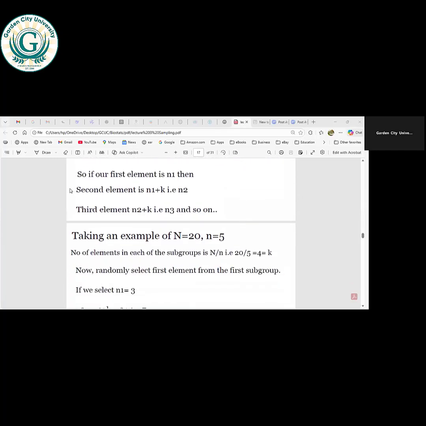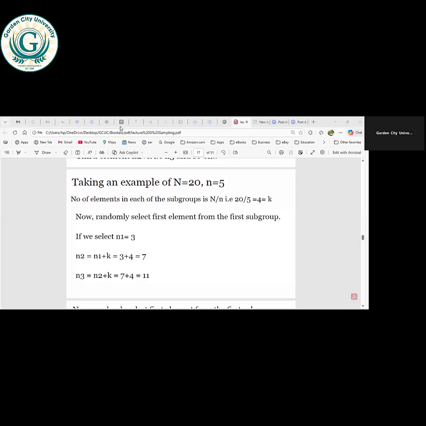So now let's give ourselves an example. Let's assume that I have 20 individuals in a queue, or let's say 20 houses in a queue, that we have to select 5 from them. So we will need to calculate our K. And how do we calculate our K? It's going to be the population size, which is 20, divided by the sample size, and that will give us 4. And so that implies that our K is 4.